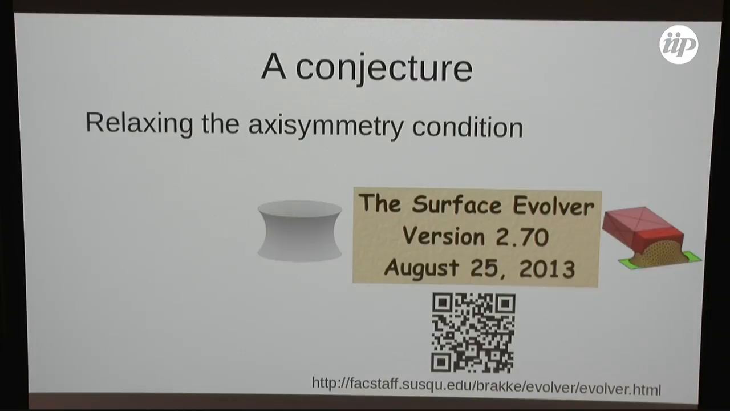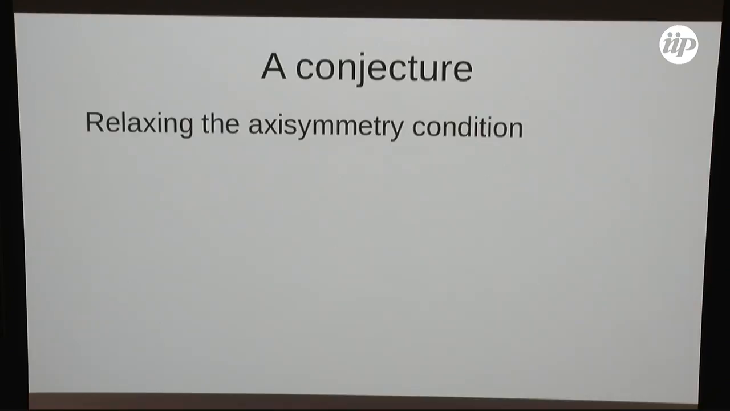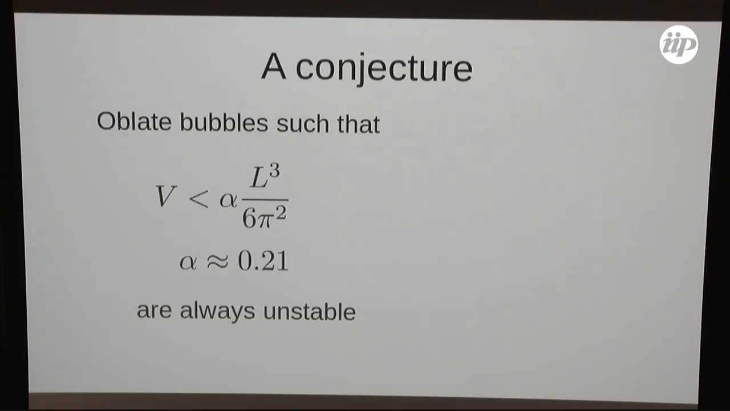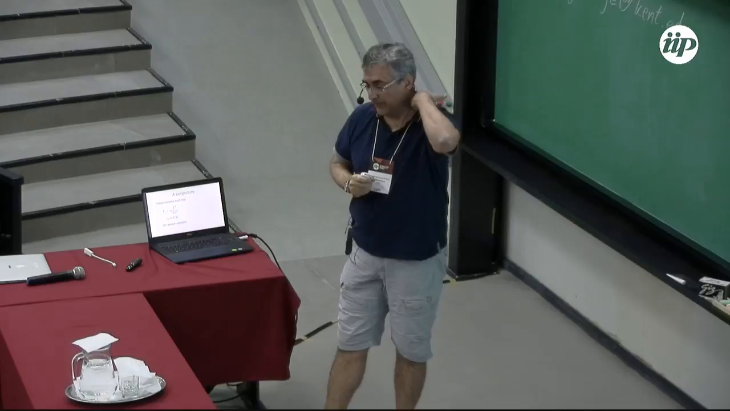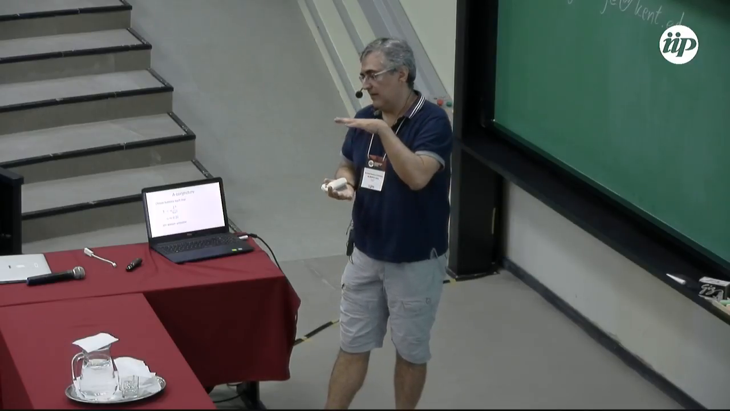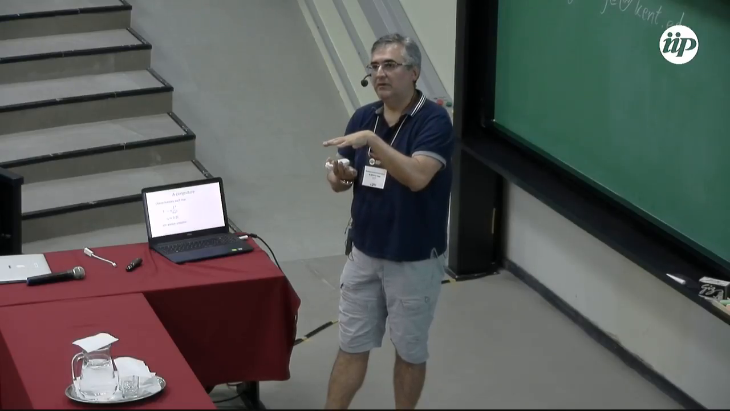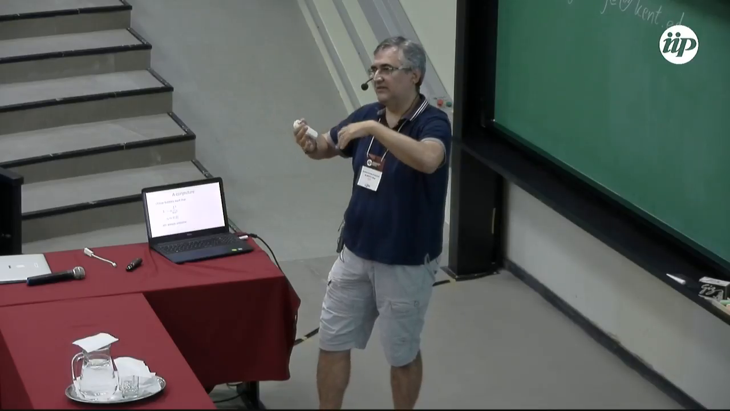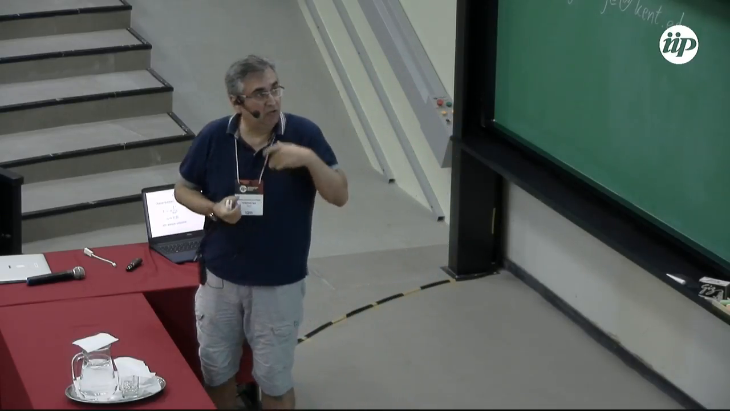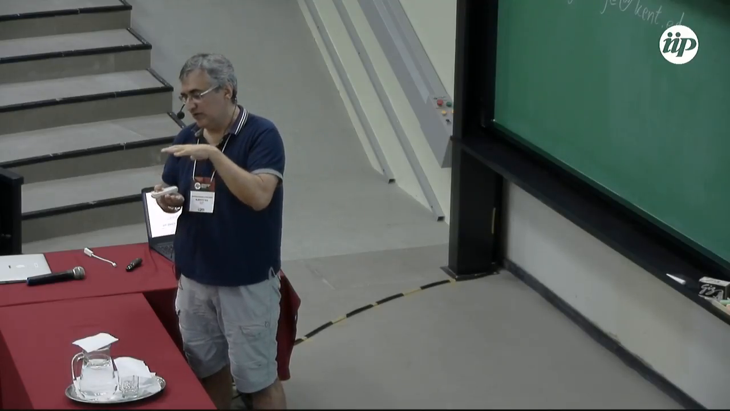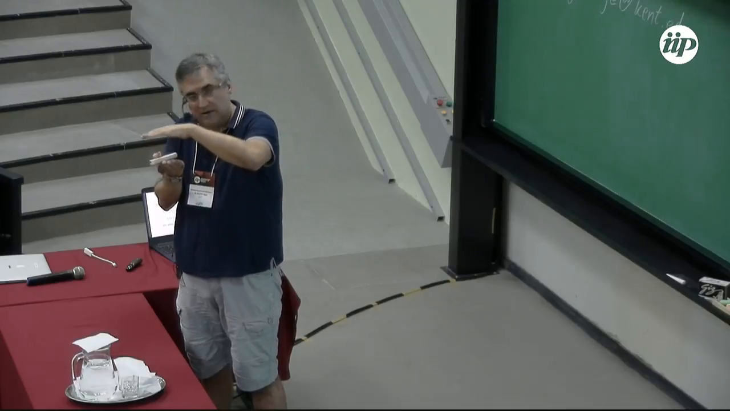It's very fun to play with this software. And we tested a lot of configurations, and it seems that the compilation of our results can be summarized in this that I call the conjecture: that oblate bubbles such that the volume is smaller than exactly that thing that we calculated for the axisymmetric case are always unstable. This would mean that a kind of pancake bubble should not appear among real bubbles, for instance in foams. It would be quite strange for me that in this situation you could have very, very oblate bubbles.